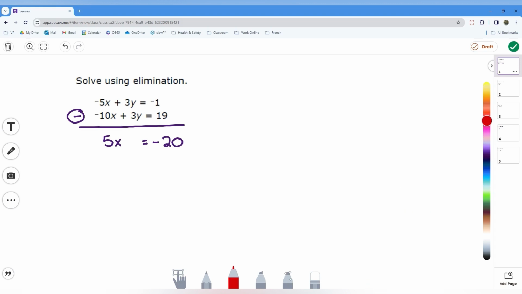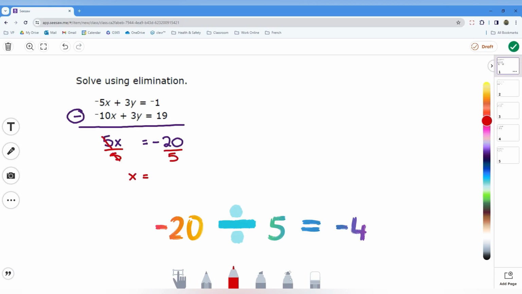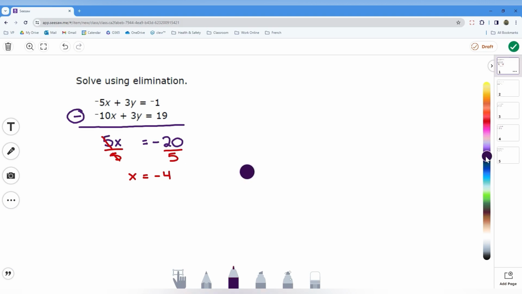Now, to get x by itself, I need to divide. Since 5 and x are being multiplied together, the inverse is to divide both sides by 5 so that those cancel. And we are left with our answer of x equaling negative 4. Now, we're not done here. What we have done is we have solved for x. That is the first part of the solution. The x value in our solution is negative 4. What we need to know is our y value for our ordered pair.